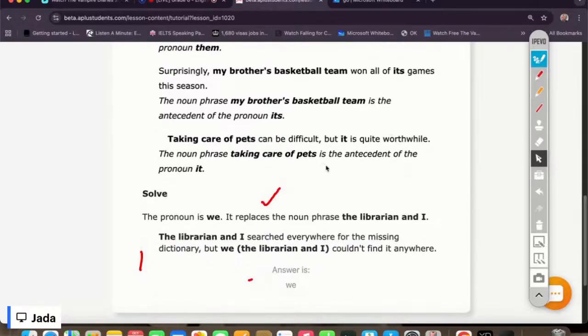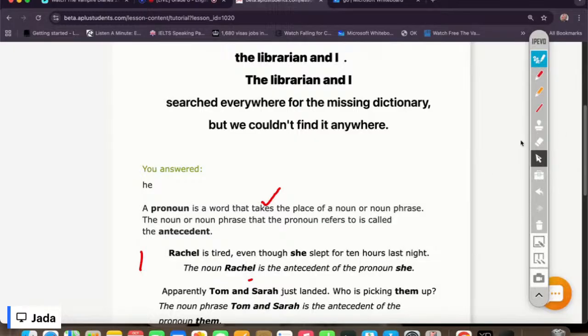So taking care of pets can be difficult, but it is quite worthwhile. The noun phrase taking care of pets is the antecedent of the pronoun it. So you just need to note the noun phrase and then the antecedent.